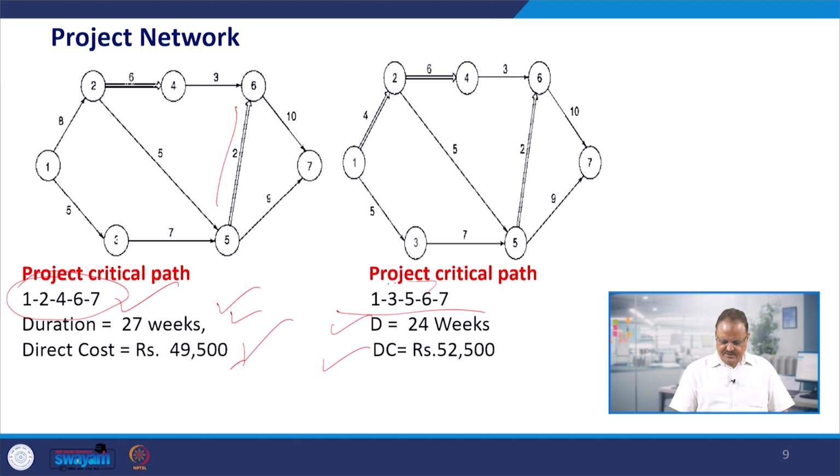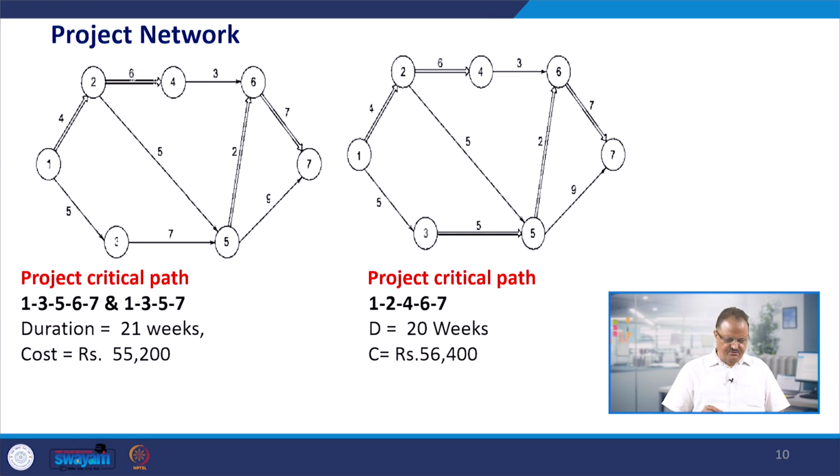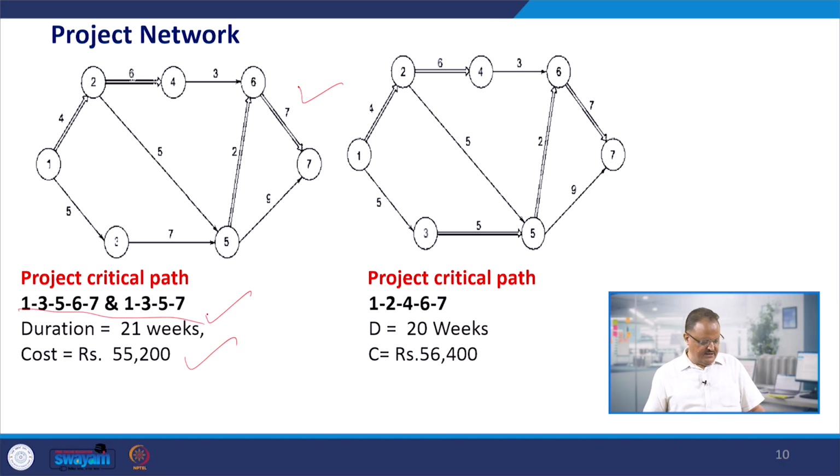crashing. So we have got this critical path now, 1, 3, 5, 6, 7, and on this critical path we try to find out which activity can further be crashed. For crashing, we crash the activity 6 to 7, having the least time and cost slope. We find two critical paths, 1, 3, 5, 6, 7 and 1, 3, 5, 7. Duration becomes 21 weeks and cost increases to 55,200.